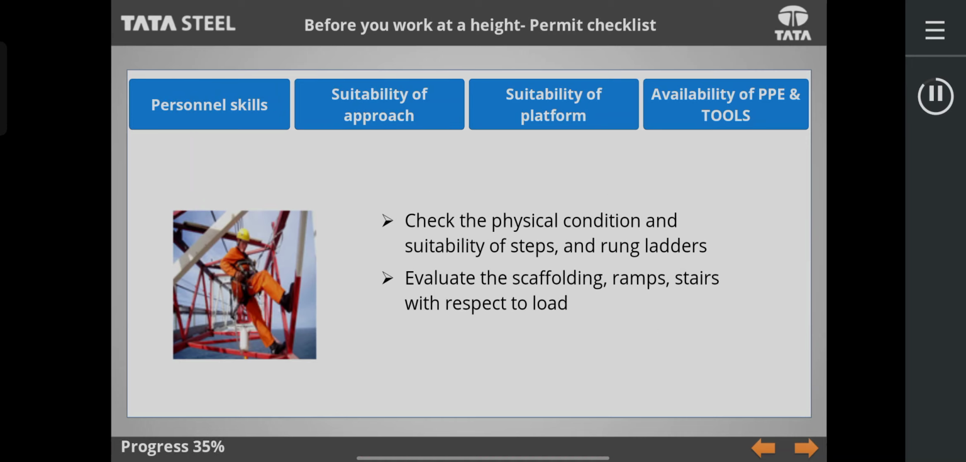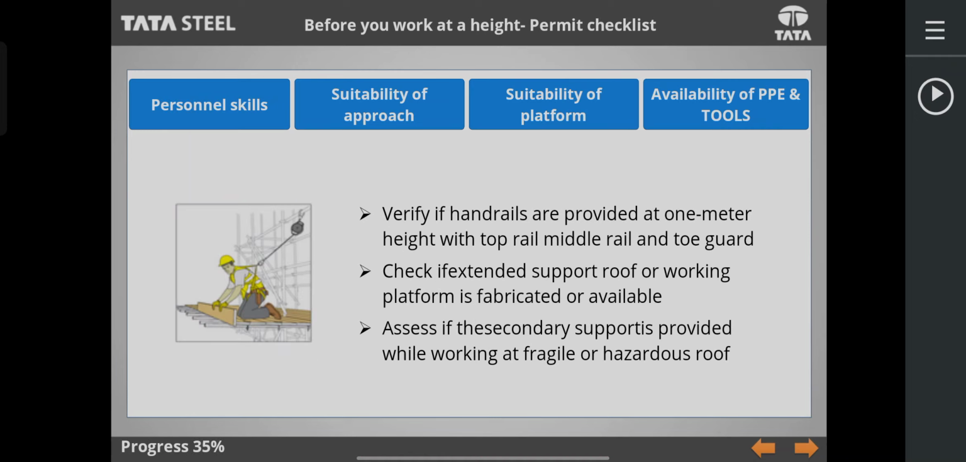Suitability of approach. Check the physical condition and suitability of steps and rung ladders. Evaluate the scaffolding, ramps, and stairs with respect to load. Suitability of platform. Verify if handrails are provided at 1 meter height with top rail, middle rail and toe guard. Check if extended support roof or working platform is fabricated or available. Assess if secondary support is provided while working at a fragile or hazardous roof.